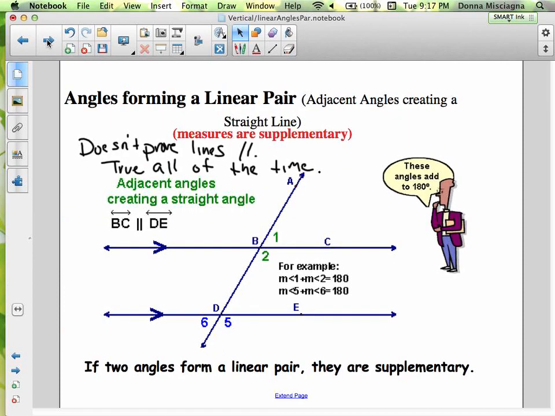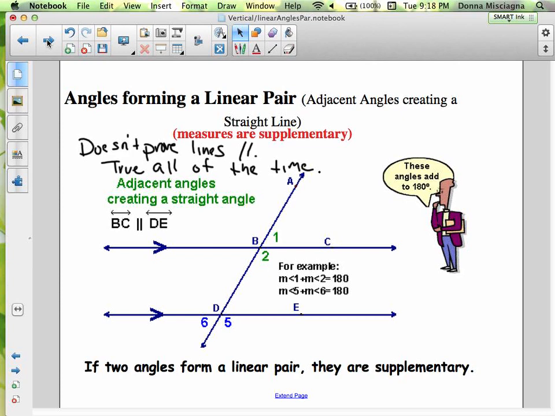Angles forming a linear pair also don't prove lines parallel because it's true all the time. Anytime you have adjacent angles creating a straight angle, they're going to be supplementary. They're going to add to 180 degrees. So there's only 2 examples shown there, 1 and 2 and 5 and 6. The measure of angle 1 plus the measure of angle 2 is going to be 180. The measure of angle 5 plus the measure of angle 6 is going to be 180.